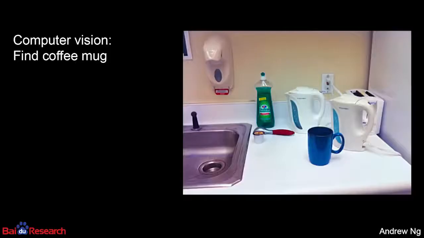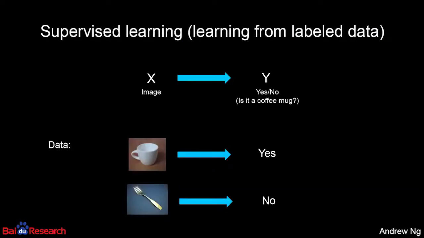You know, about a decade ago, almost all the value today is driven by this one idea of learning X to Y mappings, in which you might have a lot of labeled data, a lot of pictures where some label yes is a coffee mug, some label no is not a coffee mug, and with a huge training set like this, you can learn very good coffee mug recognition systems. Now, almost everything I've said so far has been around maybe 20, 30 years. So I've said almost nothing.